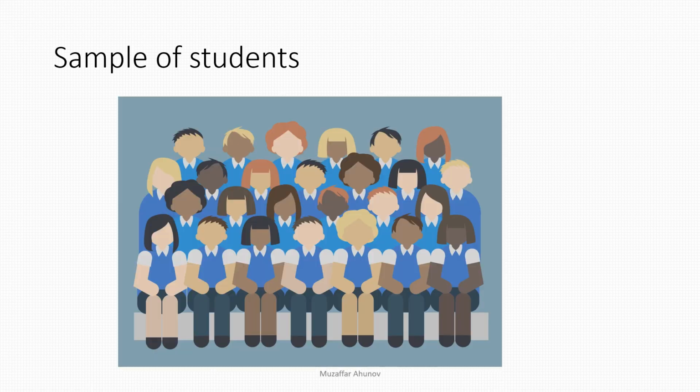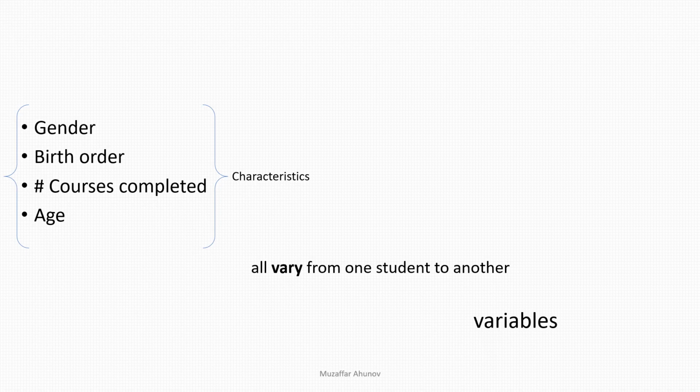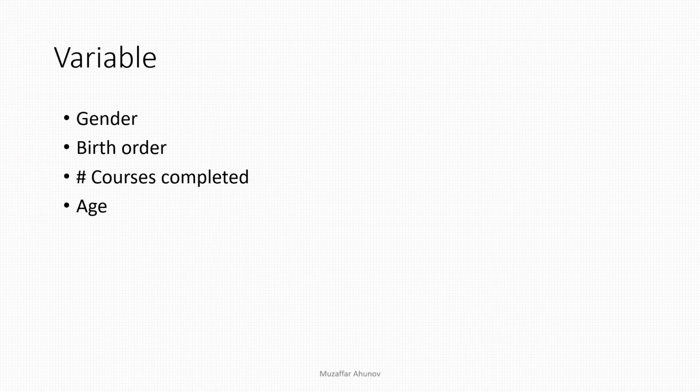To understand types of data, imagine a group of students. You can describe this group by gender, birth order, number of courses completed, and age. All these are characteristics of a group of students. All vary from one student to another. Therefore, we can call these characteristics variables, and one characteristic is a variable. Therefore, here we have four variables.